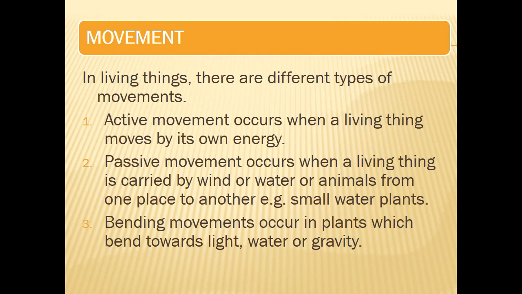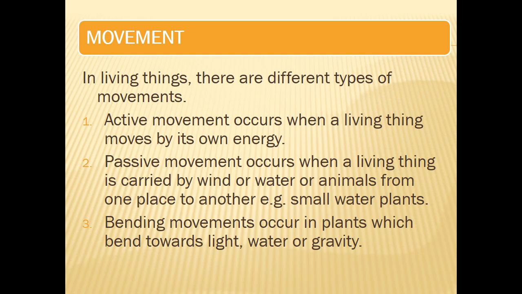What we are having now is movement. Movement as one of the activities of living things. In living things, there are different types of movement. Remember, we say movement is one of the activities of living things. Number 1, active movement occurs when a living thing moves by its own energy. Active movement is the type of movement that occurs when a living thing moves by its own energy. It is not carried by anything.